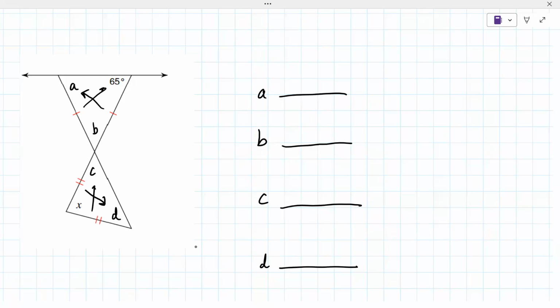Is 65 and X the same? No. How else do you see the bottom? Because I have A and B, but where? What type of angles are B and C? They meet at an X. Is that a congruent angle? Yeah. And congruents are the same, correct? They're the same. Okay. All right.